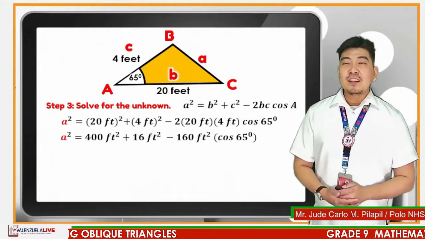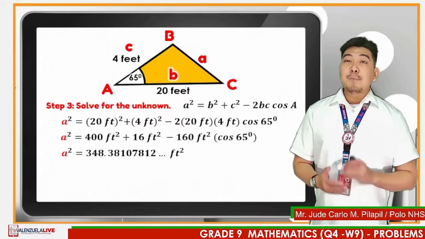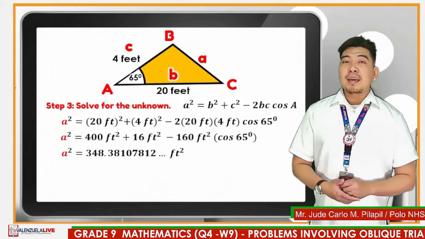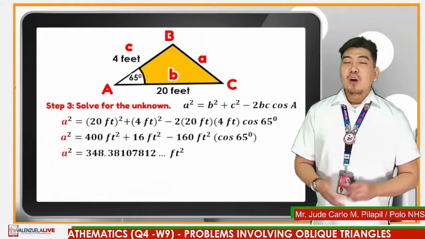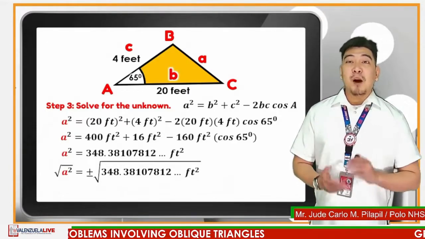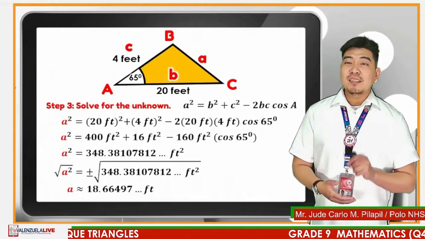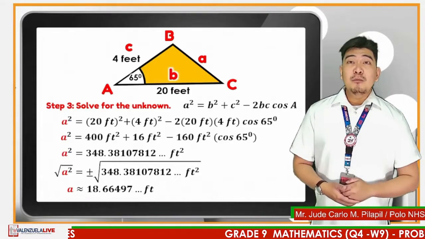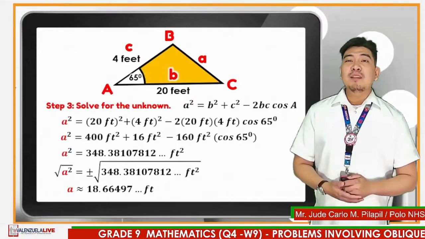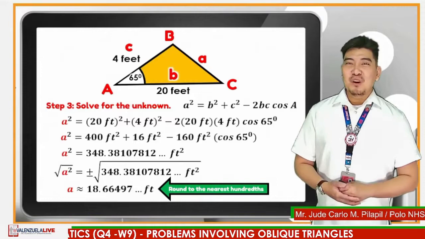Using your scientific calculators, a squared is equal to 348.38107812... square feet. We need to extract the square roots of both sides of the equation and take its positive root. Hence, a is approximately 18.66497... feet. The problem asked us to round our answer to the nearest hundredths. So what will be the value of a?